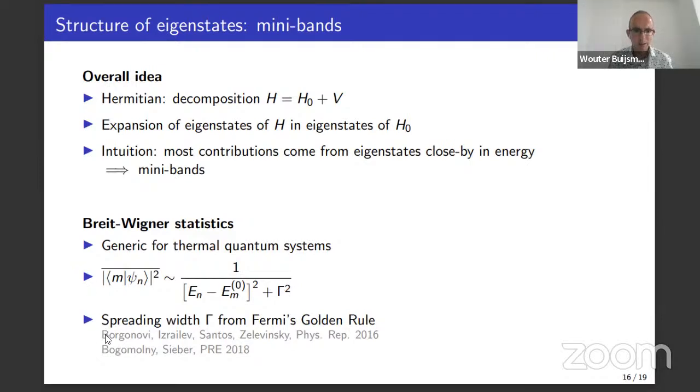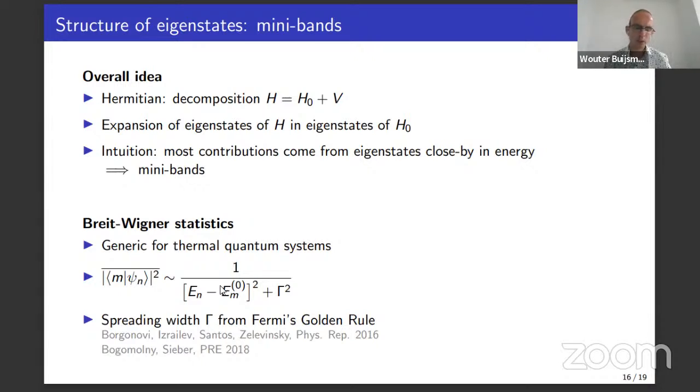For a beautiful reference of this, I would refer to this paper by Borgonovi and co-authors from 2016, which reviews essentially everything on this. When you have these statistics, what we have at the quantitative level is that the overlap of an eigenstate at an energy n with an eigenstate of the reference system at an energy m0 is proportional to one over the square of the energy difference between these two states plus some spreading width. So this is a Lorentzian shape. And this spreading width is obtained from Fermi's golden rule.